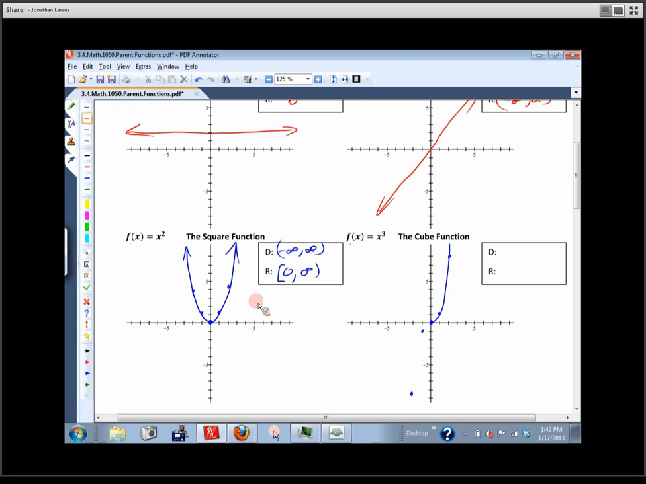Yeah. So on the squared one, it's symmetric with the y-axis. Yes. And on that one, it's with the origin. Very good. So what type of function is this again? We have a name for it now. Even, and this is odd, and we talked about that yesterday.